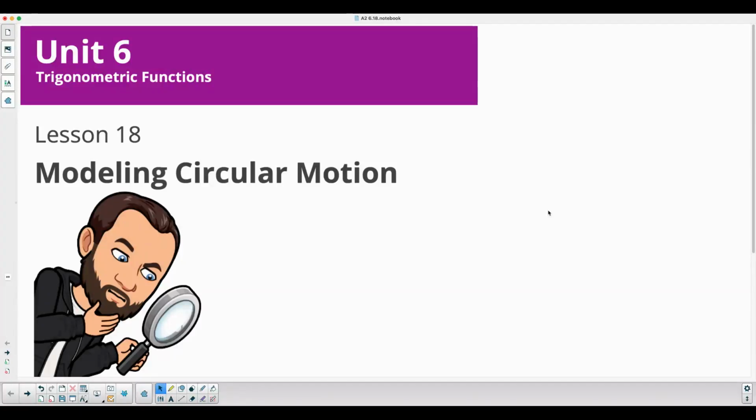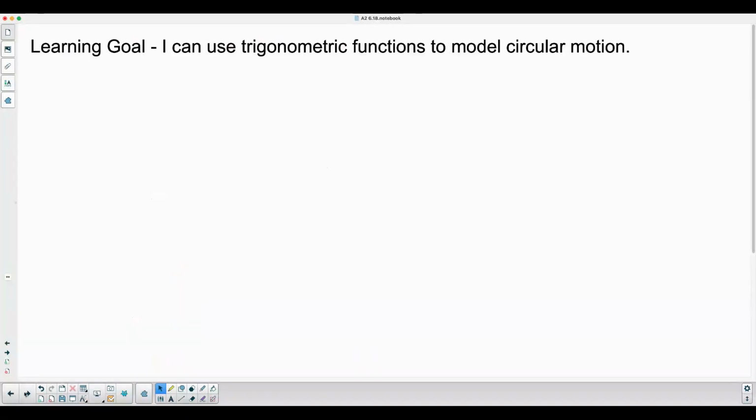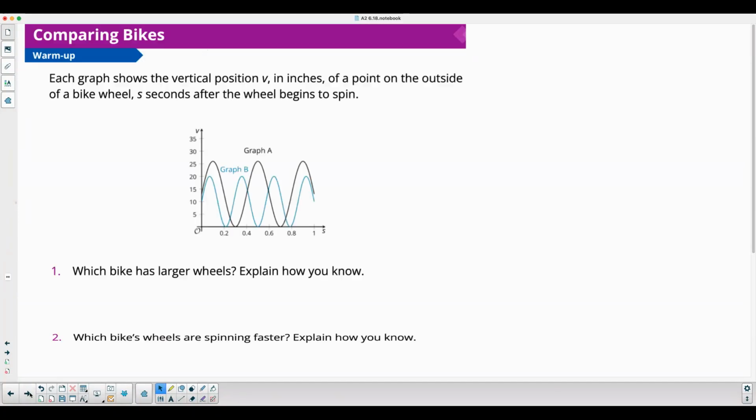Algebra 2, Unit 6, Lesson 18 is called Modeling Circular Motion. Our learning goal today is I can use trigonometric functions to model circular motion. The good news is we've already been doing that. We've been doing a couple Ferris wheels and I believe windmills that are going in a circle. So it should be somewhat of a review today.